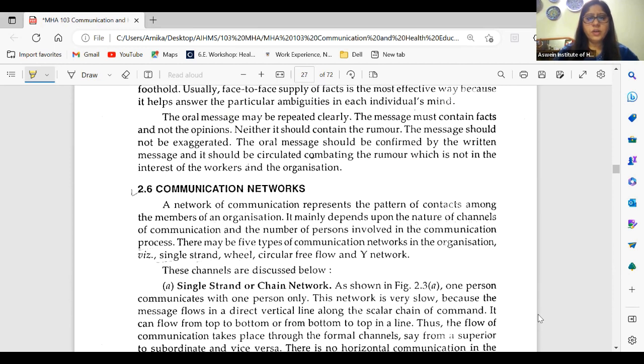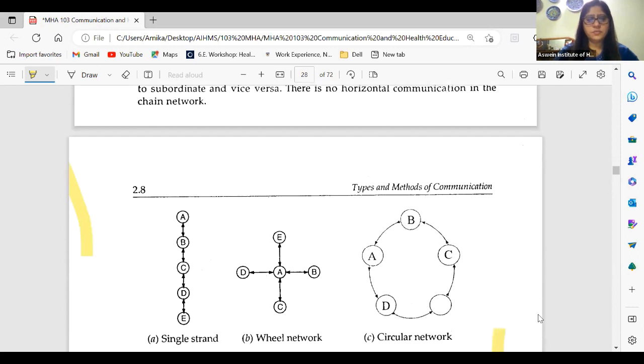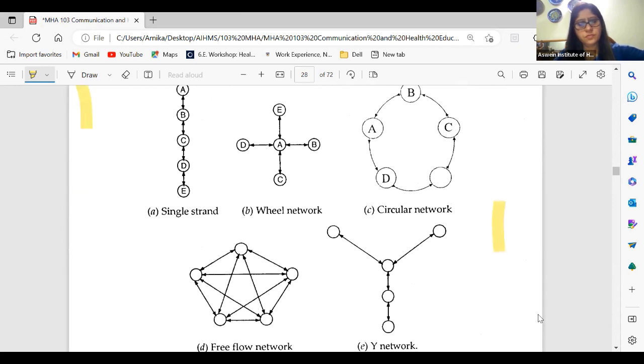Now we'll talk about communication strands. When we talk about communication networks, we have 5 types of networks. Okay, single strand, as the picture depicts very well. The first one you can see is a single strand where one person communicates to another person only. It never communicates with another. There is a two-way communication, as you can see from the diagram.